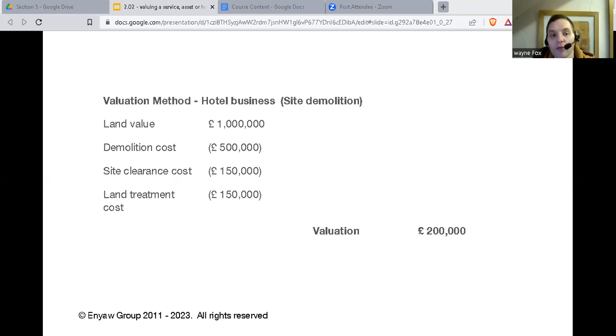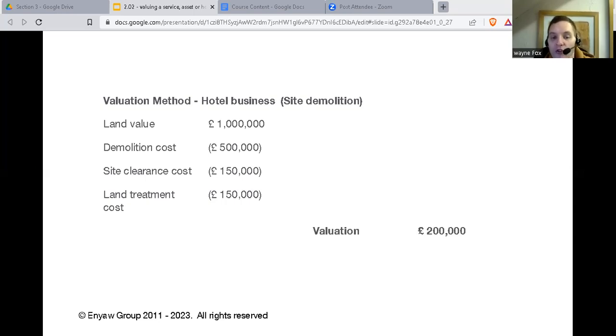If we look at an example of a hotel or any building that needs to be demolished, perhaps there's something structurally wrong with it, or maybe it's just not fit for purpose anymore. You really have to start with the land value and then subtract the cost of any demolition and clearing costs for the site. In this case, it's about taking it back to that bare land state ready to be built on again.